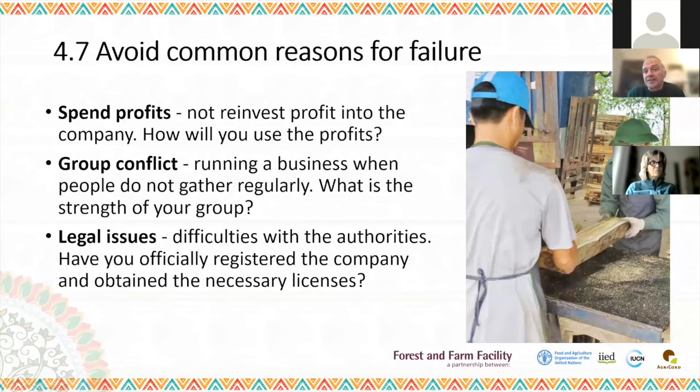Group conflicts are a reason for failure. And this is often the case when businesses don't meet up regularly. So setting up regular group meetings where somebody can describe what has been done this month, what has been sold, what the money has been used for, really helps to avoid group conflict, especially in these farmer group businesses. Trust is absolutely important. So having regular meetings is a really good tactic.